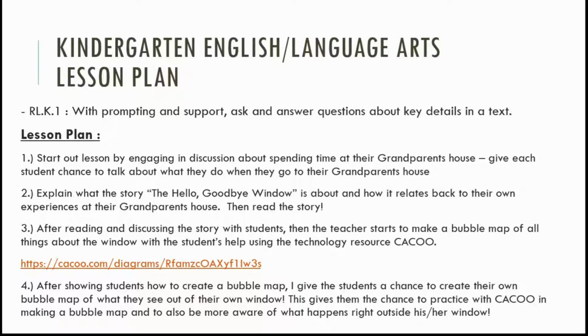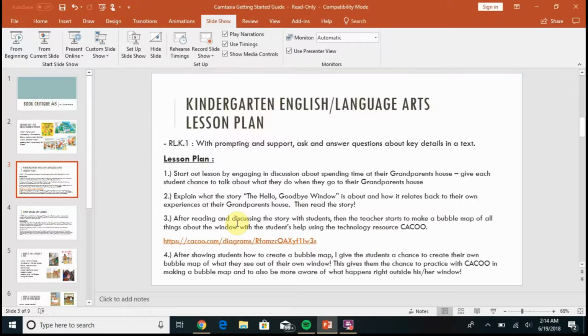After reading the story, I want the teacher to start to make a bubble map of all the things about the window, like what she sees through the window at her grandma's house, with the students' help, obviously. And I wanted to use the technology resource Kaku. So I'll go ahead and show you how I had it.